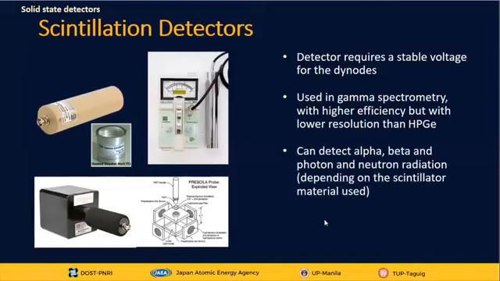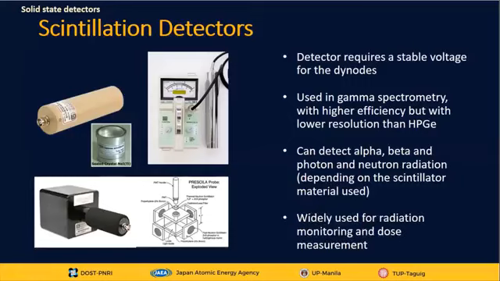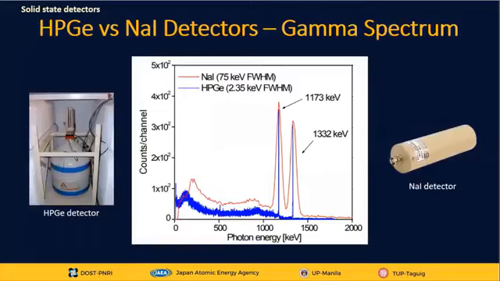Scintillation detectors like this can detect alpha, beta, and photon, and sometimes neutron radiation, depending on the scintillation material used. These are widely used for radiation monitoring and dose measurements. This is a comparison of the HPGe gamma spectrum, wherein we can see that the resolution of the HPGe detector is way better than the resolution of our sodium iodide detector. Higher resolution means our detector is able to discriminate or identify two separate energies in a measurement clearly.